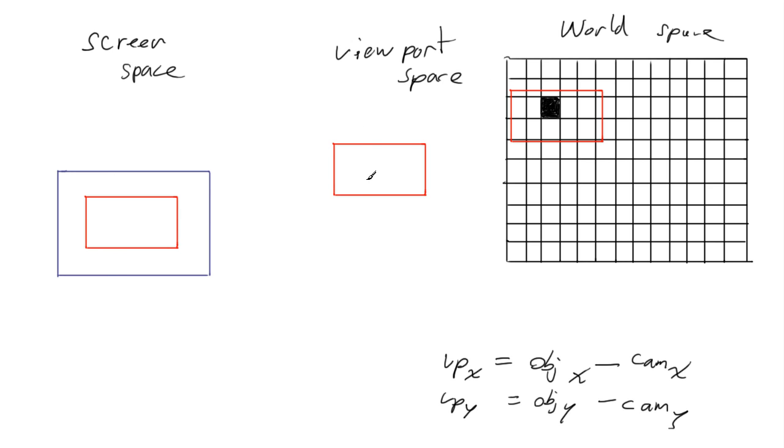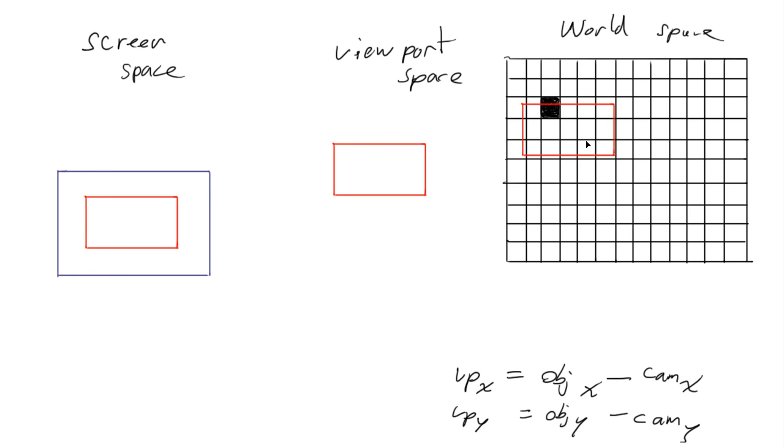So what do you do then? Well, you got your thing. Let's move this down a little bit. So you've got your thing being drawn in viewport space, like this, I guess. I don't know. Whatever.